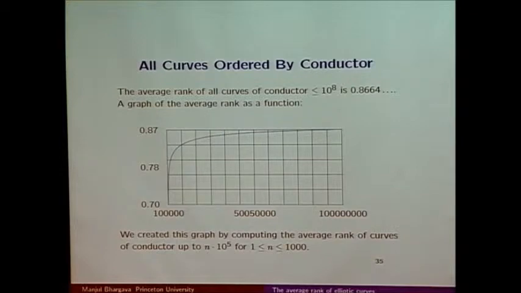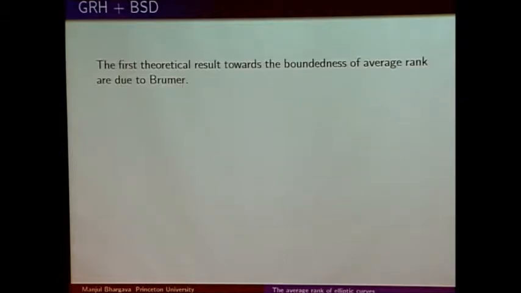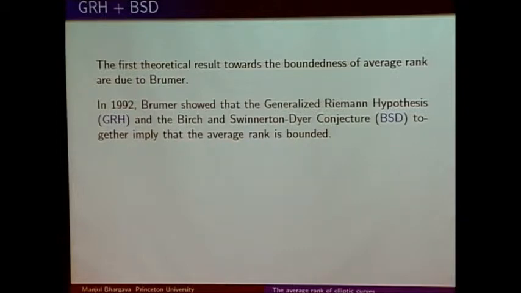Okay, so there was the question of, even supposing we assume conjectures, say GRH and BSD and everything else, can we at least argue that the average rank has to be finite? The first theoretical result in this direction is due to Brumer. What he showed is that if you assume the generalized Riemann hypothesis and the Birch-Swinnerton-Dyer conjecture together, they imply that the average rank is bounded when you order all curves by height. In fact, at the time he also assumed modularity, because that wasn't known at the time either. So $2 million worth of conjectures and modularity imply the average rank is bounded.